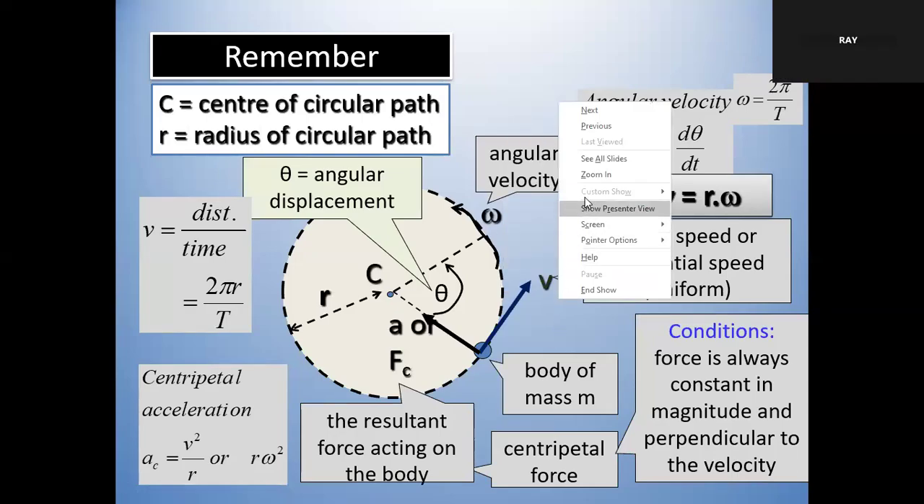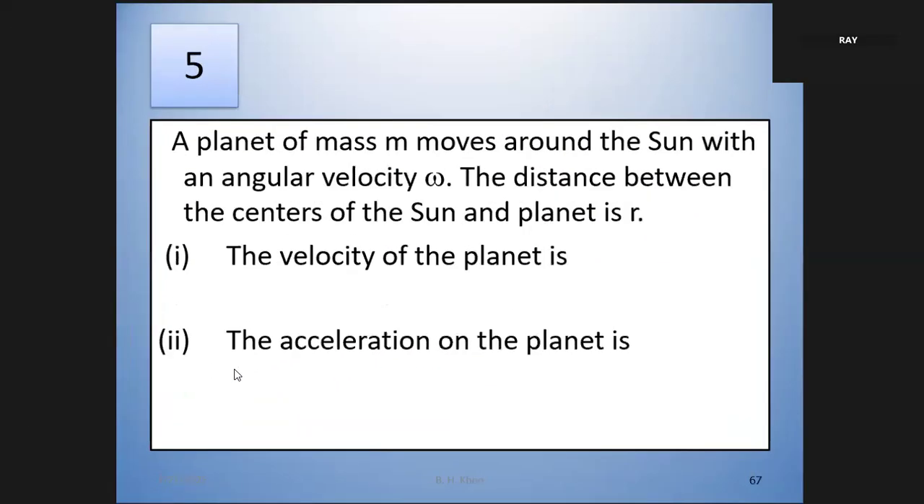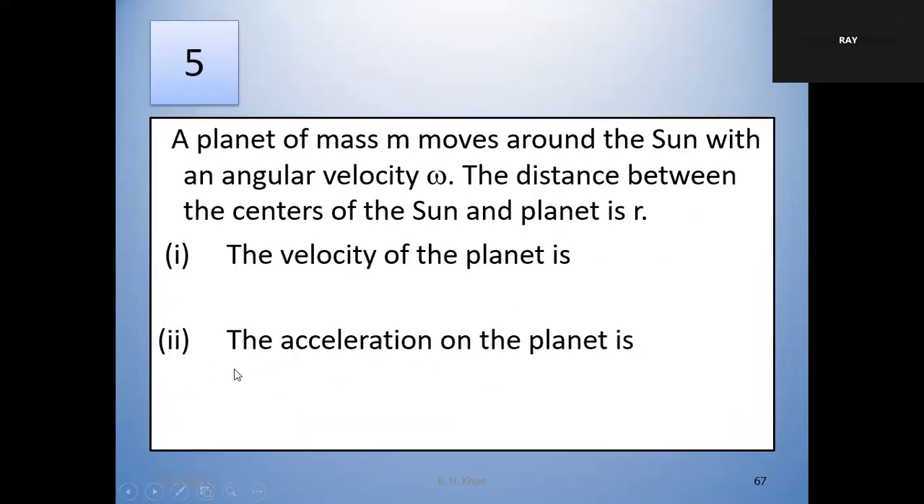Let's try some examples. These are all the formulas you need to know how to apply. Okay, let's try number 5. A planet of mass m moves around the sun with angular velocity omega. The distance between the centers of the sun and the planet is r. So what's the velocity of the planet?